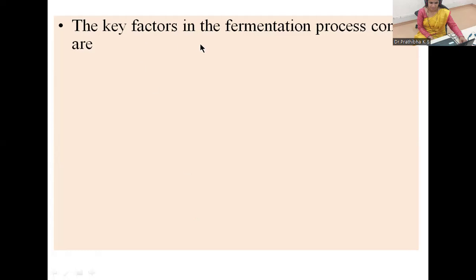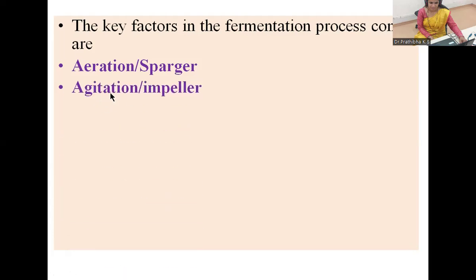The key factors in fermentation process control are, first, aeration; the device which is used for the aeration, we call that the sparger. Then for the agitation, the device we use is the impeller. Then temperature regulation: different inlets and cooling jackets will be there. To reduce the temperature, cold water is sent through the pipe, and to increase the temperature, we can use heating coils.